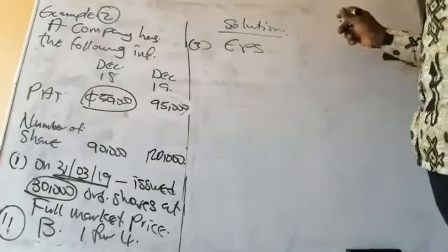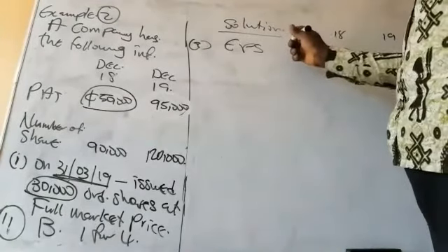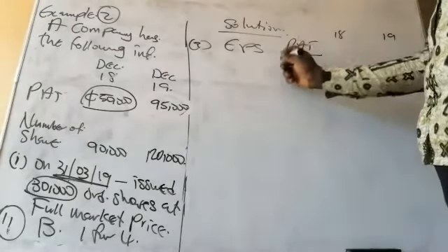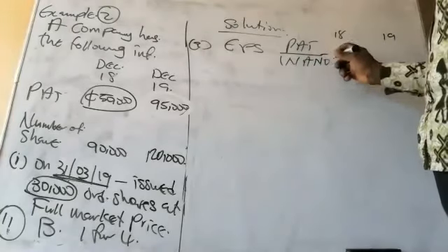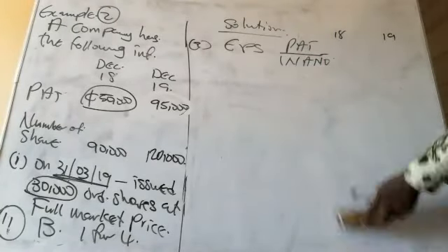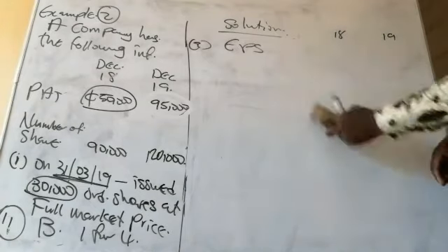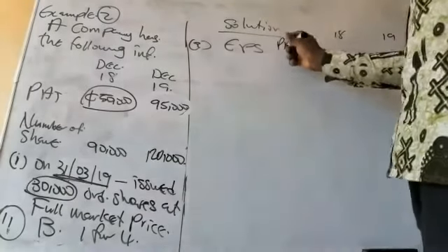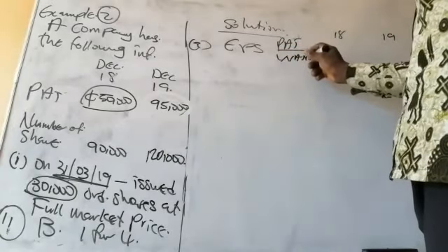Here, write the formula here. The formula will be profit after tax, all divided by weighted average number of shares. Okay, so basically that's the earnings per share. Weighted average number of shares. Good.